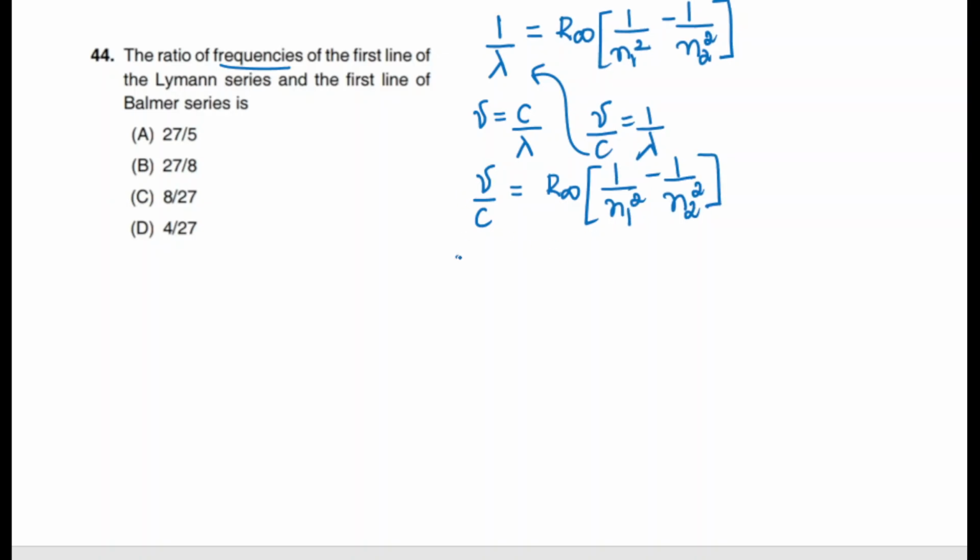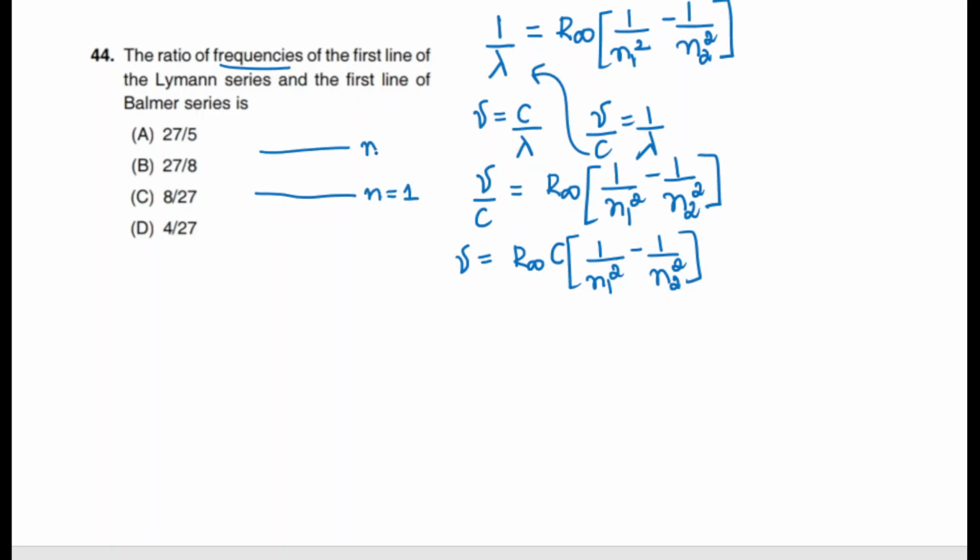Or I can write the frequency equal to r infinity into c, that is the speed, into 1 divided by n1 square minus 1 divided by n2 square. So this is the formula we have. Now Lyman series is the first series of the hydrogen atom where n1 is equal to 1 and n2 is equal to 2. The transition is from n equal to 2 to n equal to 1. We call it the first line of the Lyman series.